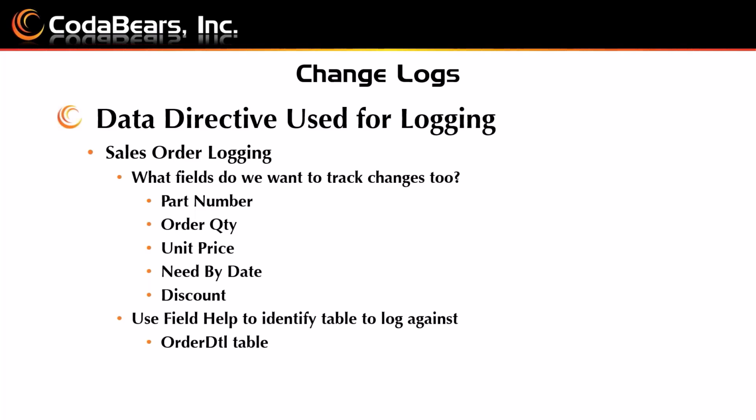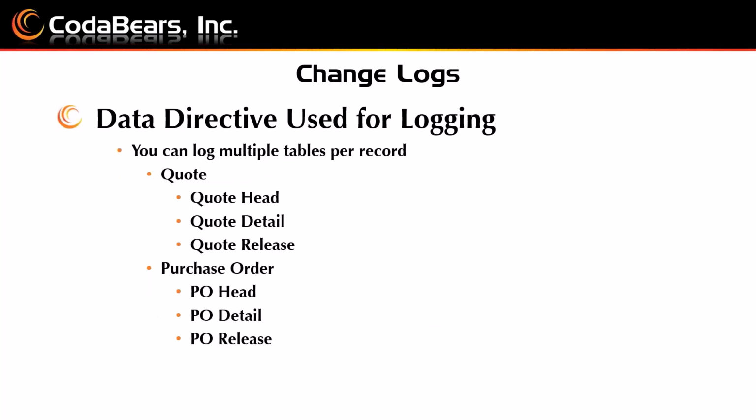You can track multiple tables with multiple change logs on the same records if need be. For instance, on sales order logging, this would likely be on the sales order release. I'm sorry, sales order detail, where you would track the part number in case they change what's being bought, the order quantity, and the pricing. That's certainly something that is tracked. And what are the dates you're needed by, discounts, etc. And as I said, you can use the field help to identify what table you're going to log against.